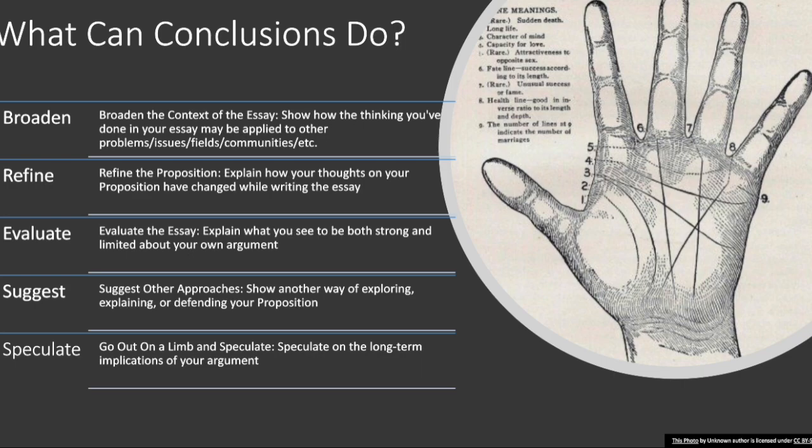You can also evaluate your own work. You can explain what you see as being both strong and limited about your own argument or your own methods. So let's say you do an experiment and the scale of the experiment limits the data that you can collect. That's a great thing to talk about in your conclusion, because somebody else might have more resources, somebody else might have more data, somebody else might have a novel idea about a way to increase the sample size of your study.